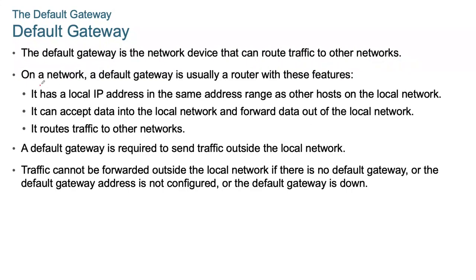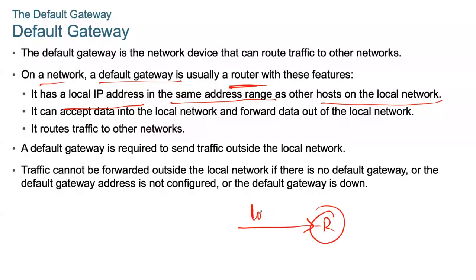So on the network, the default gateway is usually a router, as we said. It has a local IP address in the same address range as the other hosts on the local network for the incoming link of your router. It uses the local IP address. But when it is connected with the internet, the other side, it can accept data into the local host and it must forward it out to the local network.